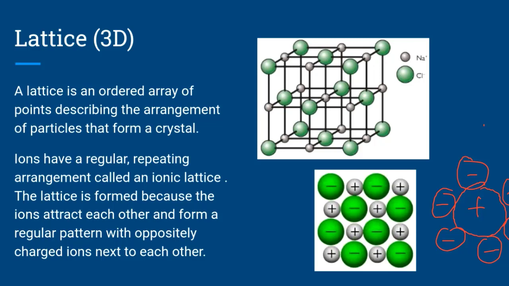You can think of it as kind of like a cube. If you look at salt, everyone's seen salt. It's these little crystals, and these ions actually come together to form this solid structure. Like it says in the slide here, ions have regular repeating arrangements called an ionic lattice. The lattice is formed because the ions attract each other and form a regular pattern with oppositely charged ions next to each other. So it's important to remember that when you have an ionic compound, they form a crystal lattice.